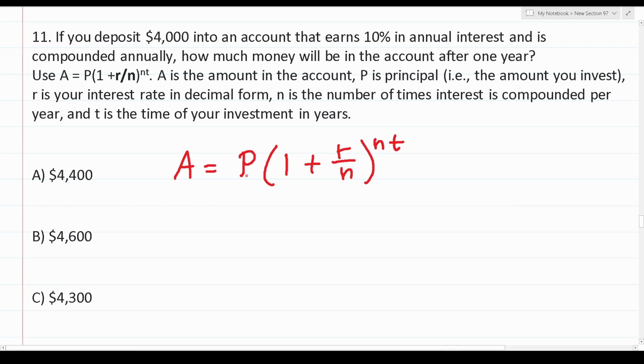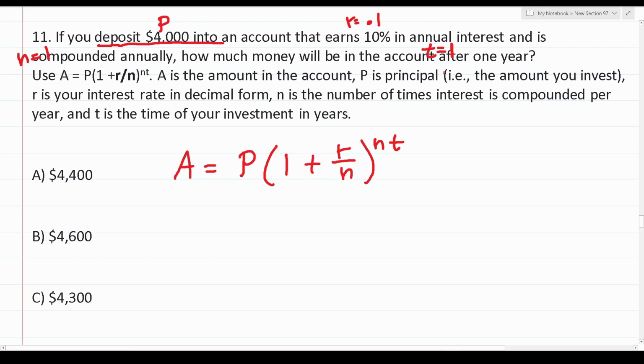All right, P is the amount you invest. And right here, we know we invested $4,000. So P in this case is 4,000. R is your interest rate in decimal form. We're told that the account earns 10% interest. So that's going to be 0.1. So we know r is 0.1 and is compounded annually. If something's compounded annually, that means it's compounded once per year. So n in this case is just 1. How much money will be in the account after 1 year? Well, t refers to time, and that's time in years. We're only investing for 1 year, so t in this case is also 1.